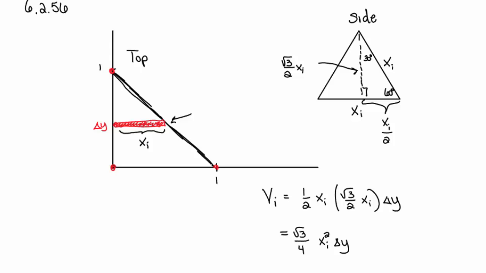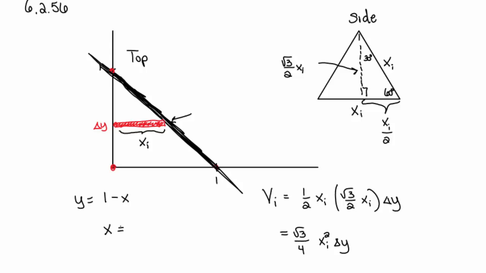Of course, that x sub i squared is not going to work very well with this delta y, so we're going to need to find out what is the equation of that border. That's just a line, right? y is equal to 1 minus x. It's a negative x graph lifted up 1 unit. So that's my relationship between x and y.